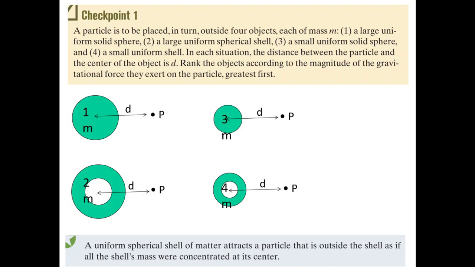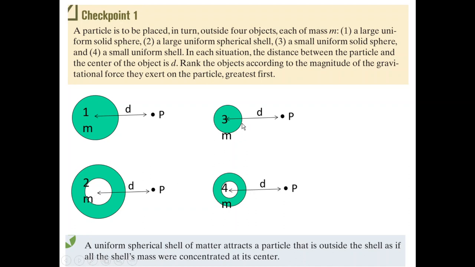See? This makes more sense now. As you can see from one, a large uniform solid sphere, M, with a ray D to P. We have two here too, a large uniform spherical shell where M and P are connected by a ray D to the shell.